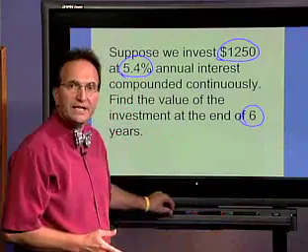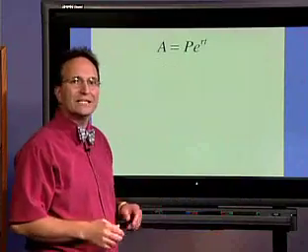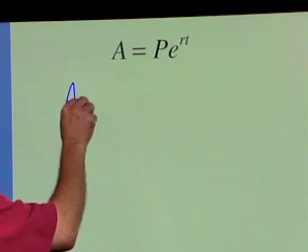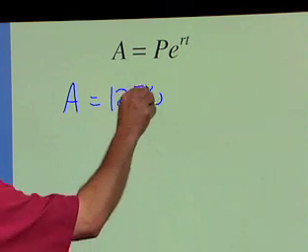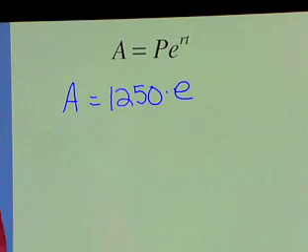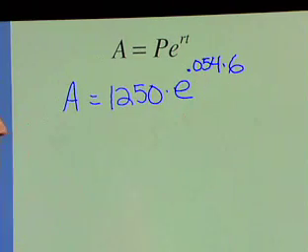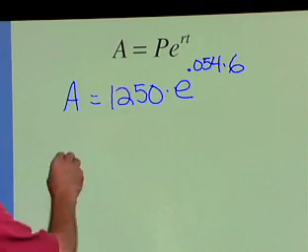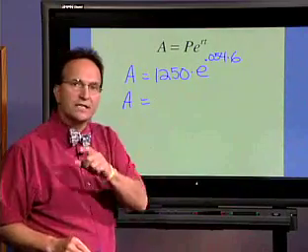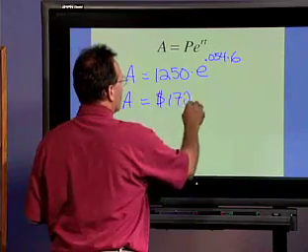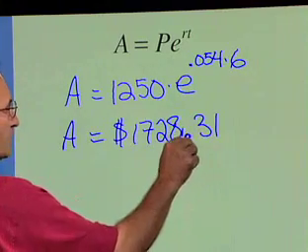We'll take that information and we'll plug it into the formula for compound interest continuously, which is right here. And so therefore we have A equals 1,250 times e raised to the R, the interest rate, 0.054, and that's times 6, the number of years. Once again, you could either do that graphically, but this time it's fairly easy to plug directly into the calculator, and that's going to yield an amount of money which is $1,728.31.